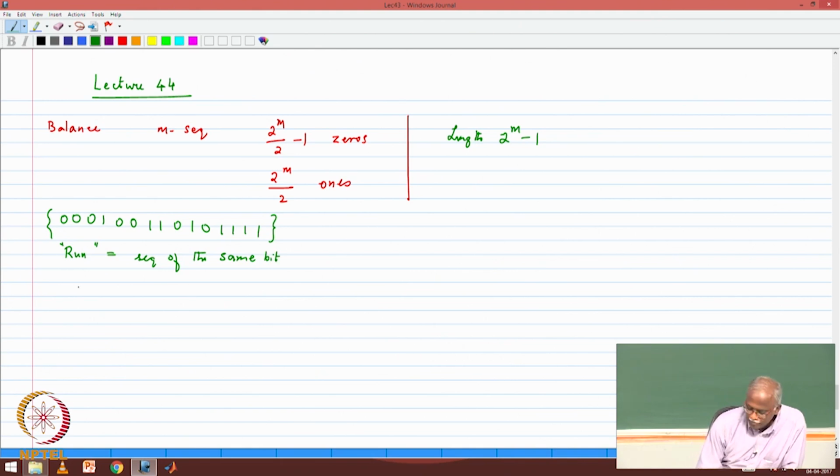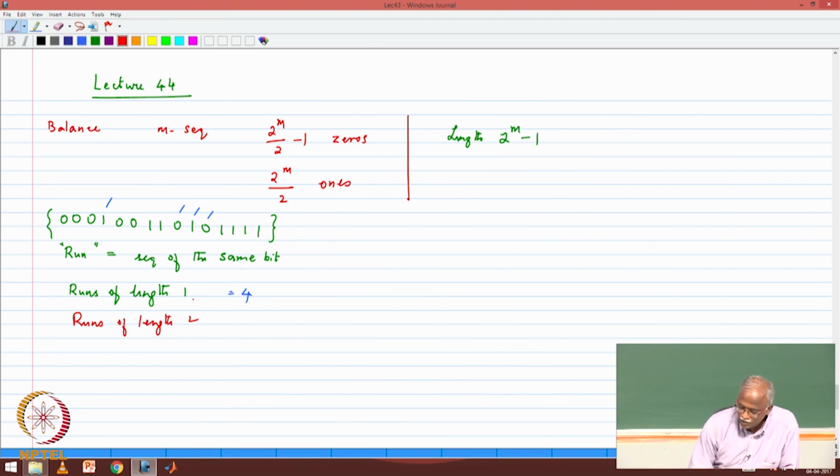Okay. So number of runs of length 1. Can you just tell me? This is a run of length 1. This is 1. This is 1. This is 1. Okay. So the number of runs of length 1 is equal to 4. Runs of length 2 is this combination, so that's equal to 2, and you'll find.